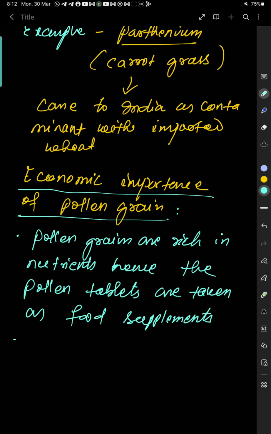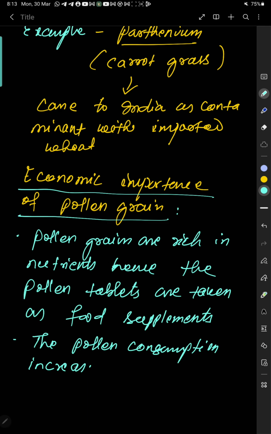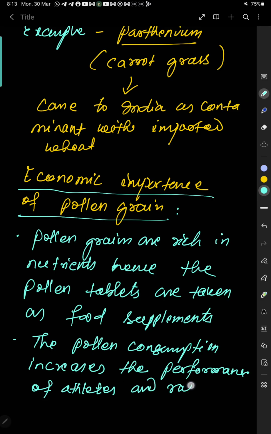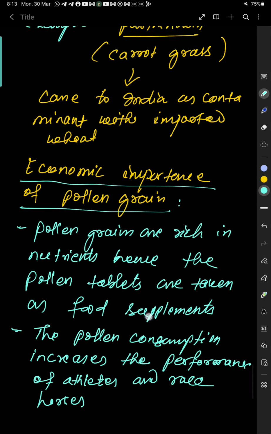Next, in western countries, the syrups are also available, and the pollen consumption increases the performance of athletes and race horses. ओके, सो ये दो काम में हमारे आते हैं. बिसाइड्स हेल्पिंग इन क्रॉप डेवलपमेंट, क्रॉप मैनेजमेंट, it is helpful in this way.